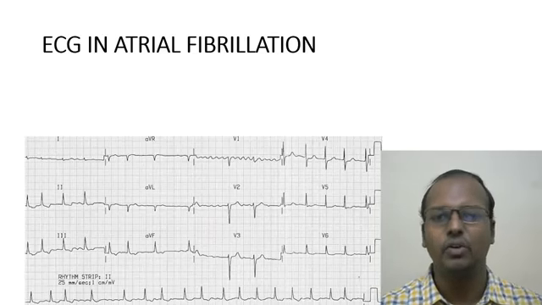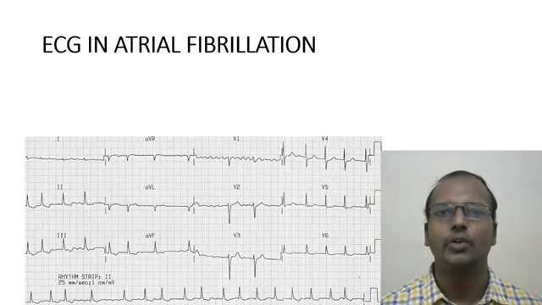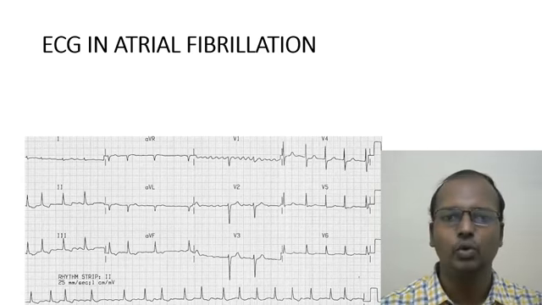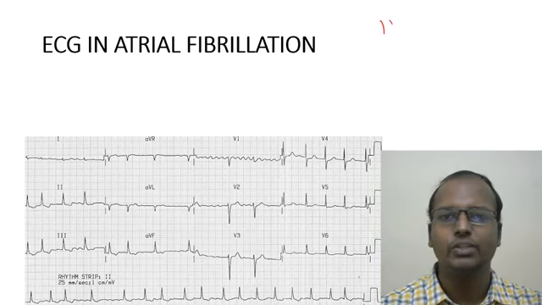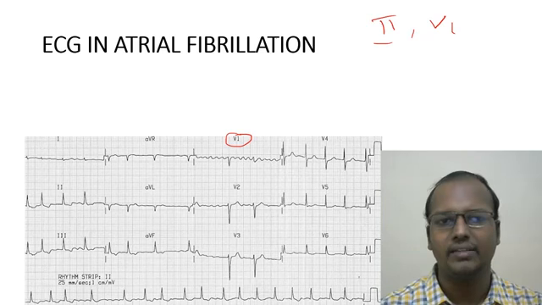Just know these points. No need to go in depth into the ECG. Usually we observe P waves in two leads. One is lead 2 and another is V1. So this is your V1 and this is your lead 2. Here you have to watch for P waves.